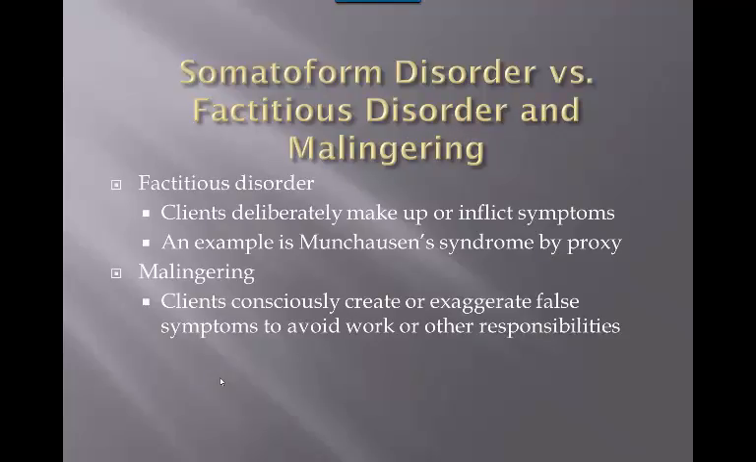Somatoform disorder versus factitious disorder and malingering. Factitious disorder is where clients make up or inflict symptoms. An example is Munchausen syndrome by proxy. Malingering is where clients consciously create or exaggerate false symptoms to avoid work or other responsibilities.